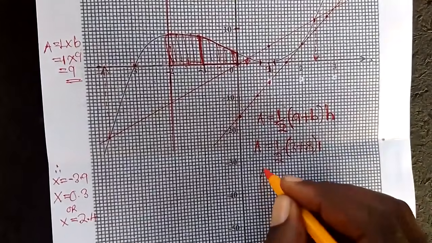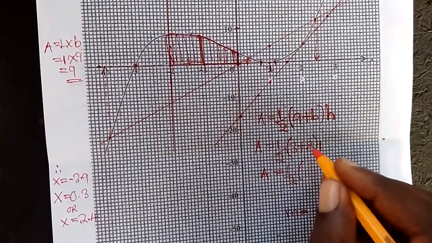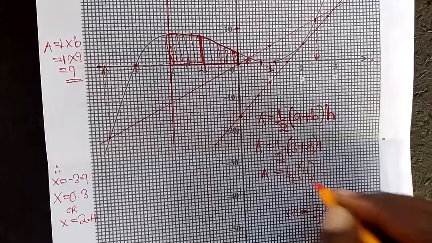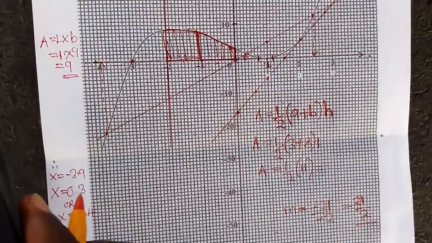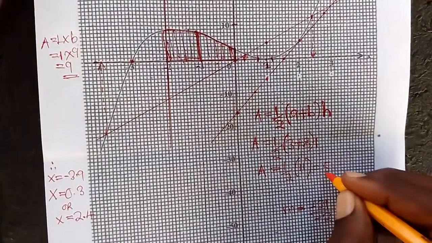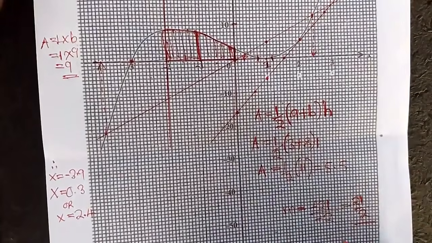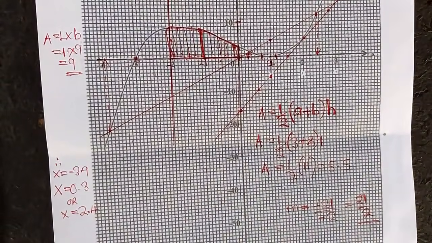So this is equal to half of what? 3 plus 8, it is 11. So half of 11, just say 11 divided by 2. What is the answer? 5.5. So an estimate of the area here bounded by the curve is 5.5.